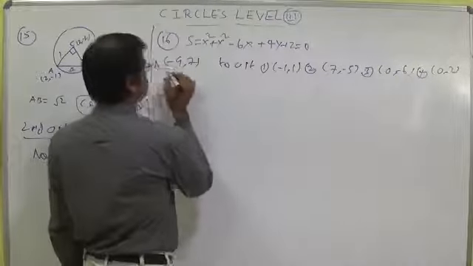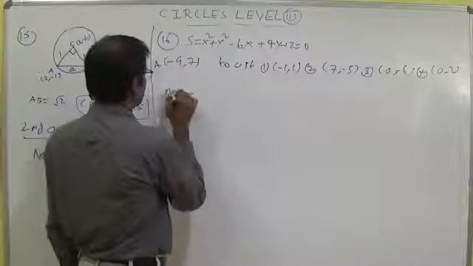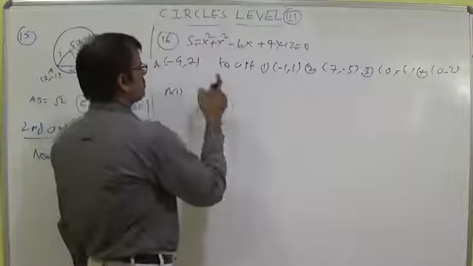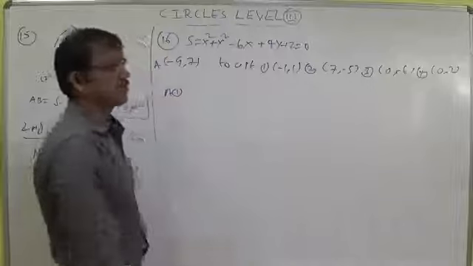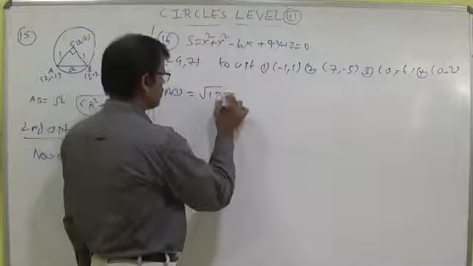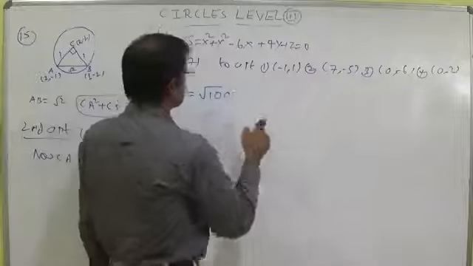This is A1, I am writing the distance. (-9 + 1) whole square, so 64, plus (7 - 1) whole square, 36, root 100. Root 100 only, right? 64 plus 36.